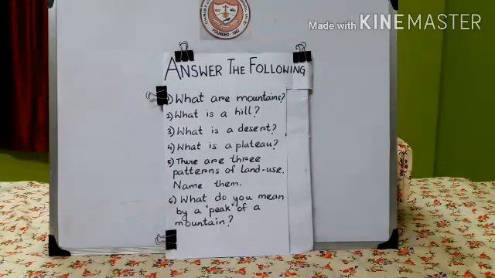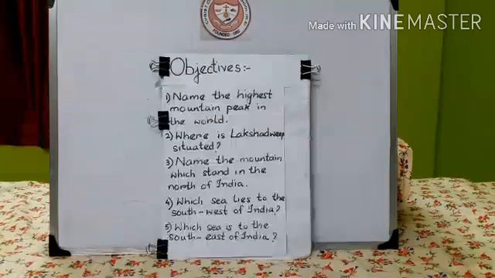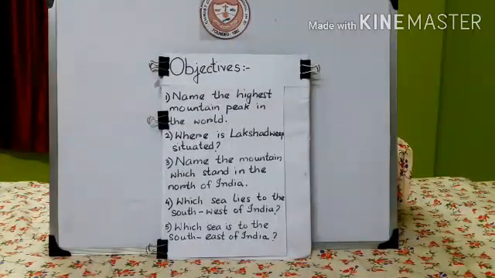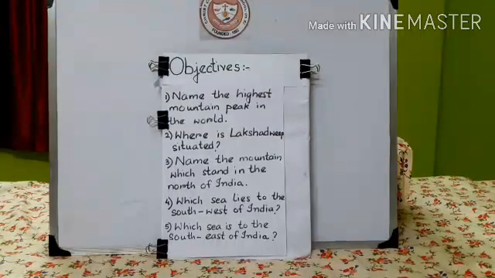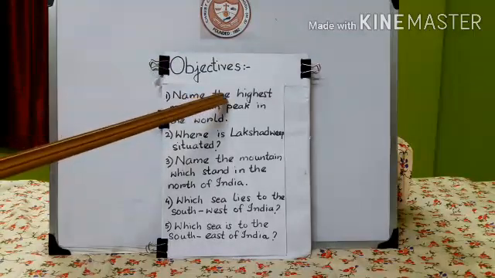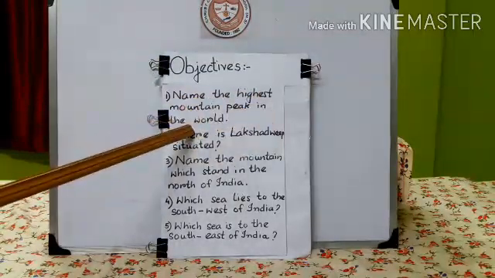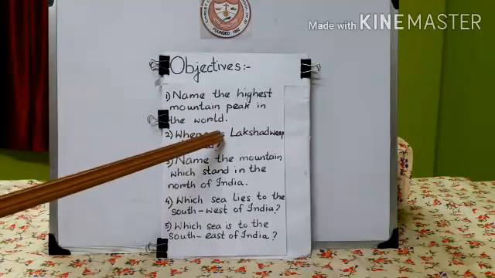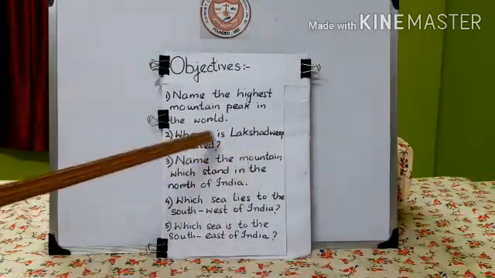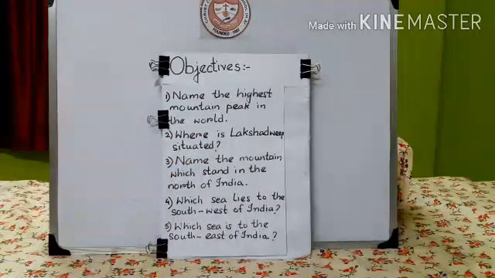Now we will move on to the objective type of questions. You will only have to write in 1 word or 2 words. I will just go through the questions and I hope you will find all the answers. Everything is in the book. Just thoroughly go through the chapter and you will get all the answers. Question number 1. Name the highest mountain peak in the world. Question number 2. Where is Lakshadweep situated? Lakshadweep is an island, so you have to write in which ocean or sea it is situated.